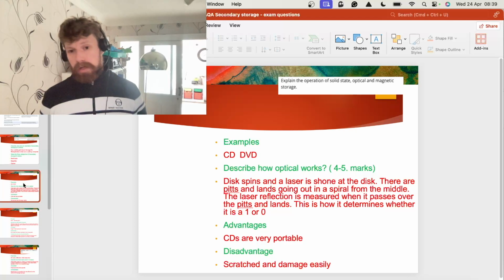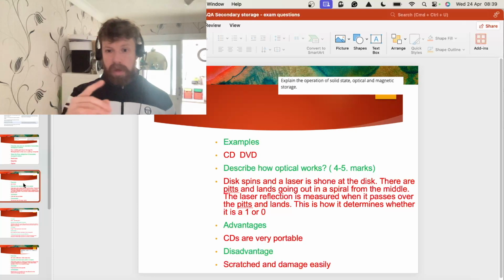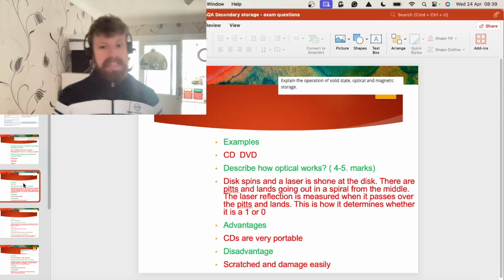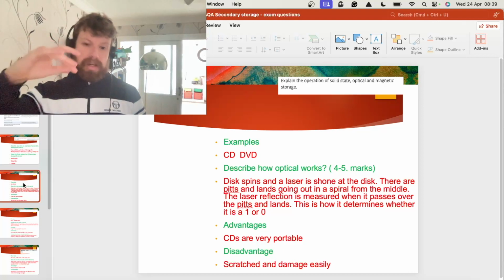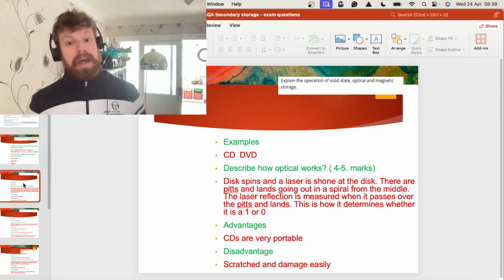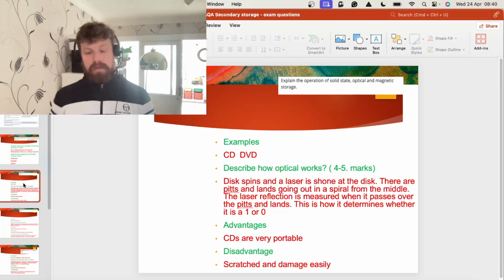How optical works, this could be a 4 to 5 mark question. Disc spins and a laser is shone at the disc. That'll get you 2 marks. There are these things called pits and lands going out in a spiral from the middle of the disc. The laser reflection is measured when it passes over the pits and lands, and this is what determines whether it's a 1 or a 0. So if you get all of that, that would get you the top 5 marks on that question.